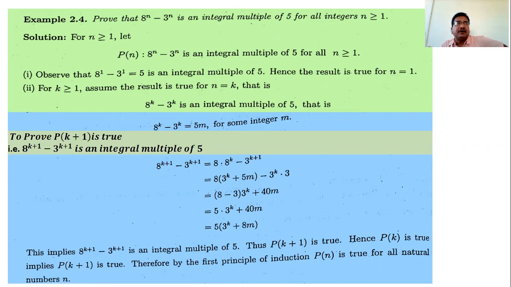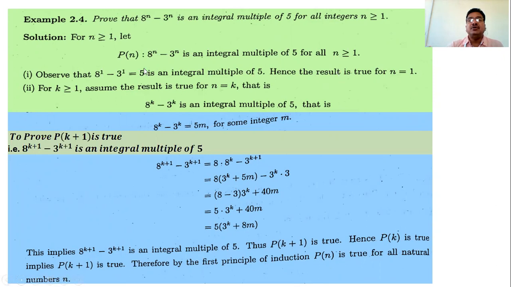For example, 5 is a multiple of 5, because you can write 5 as 5 into 1. 10 is an integral multiple of 5. Why is 10 an integral multiple of 5? Because you can write 10 as 5 into 2, 5 into some integer. Similarly 15, 20, then 25, all these numbers are integral multiples of 5.